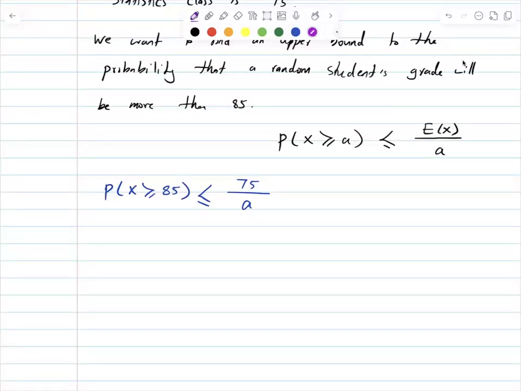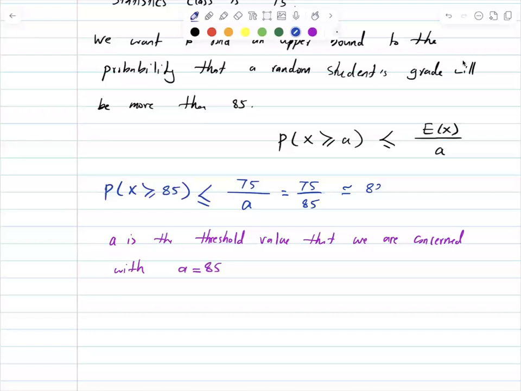Remember that A is the threshold value that we are concerned with. In this case, A is equal to 85. So you have 75 divided by 85, which is about 88.2%. So the probability that X is more than or equal to 85 is going to be at most about 88.2%.